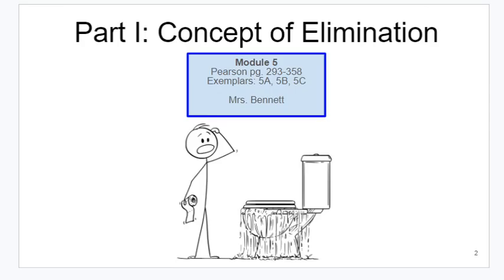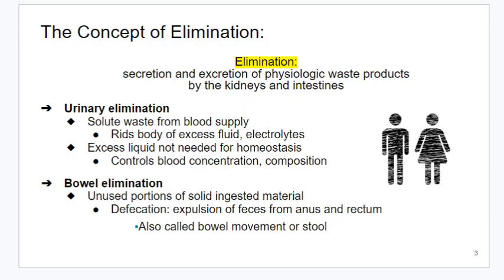So here we go. With the concept of elimination, this is that secretion or excretion of physiologic waste products by the kidneys and our intestines. With urinary elimination, this is the solute waste from our body supply. It is obviously filtered through our kidneys. It rids our body of excess fluid, electrolytes, as well as excess liquid not needed for homeostasis. Our kidneys also help control that blood concentration and composition throughout our body system. And then our bowel elimination is the unused portions of solid ingested material.